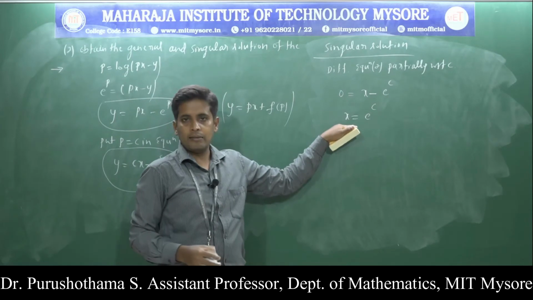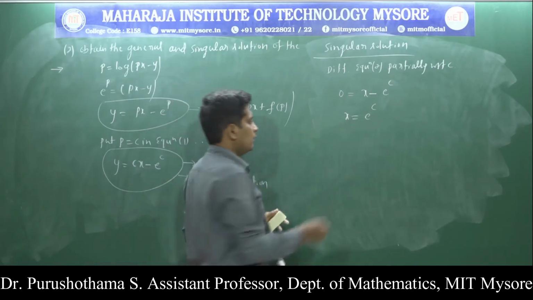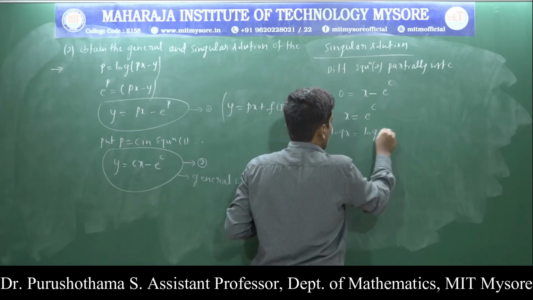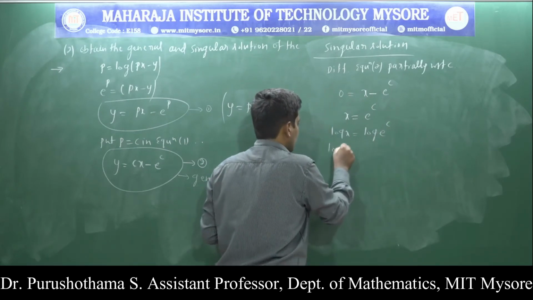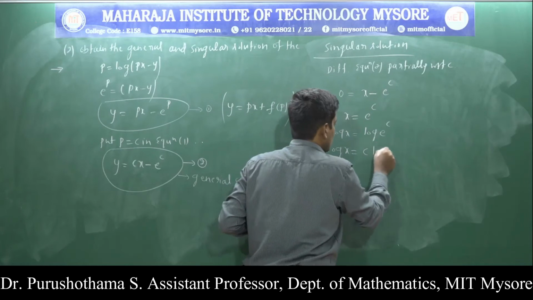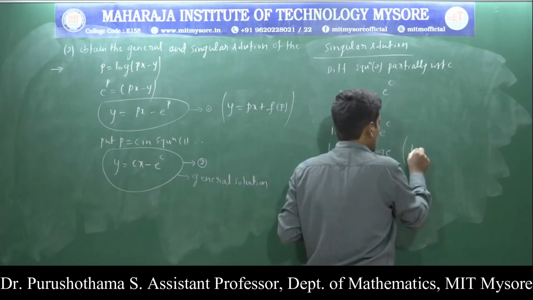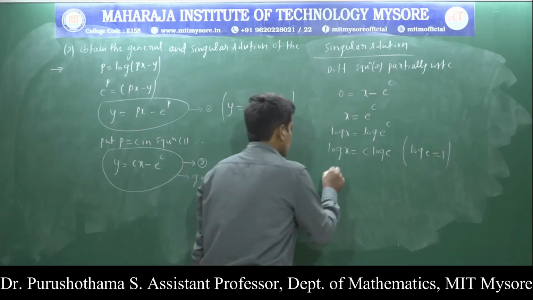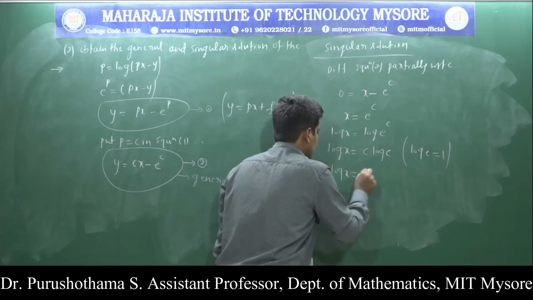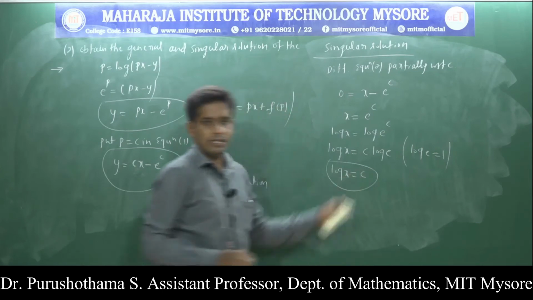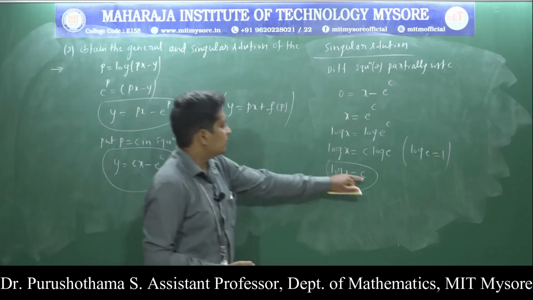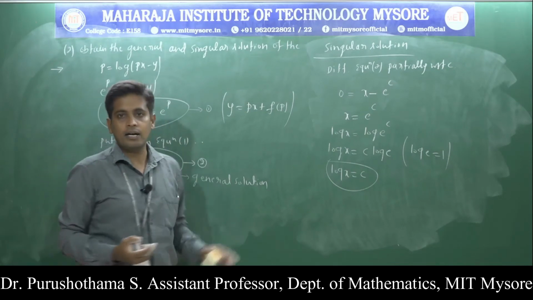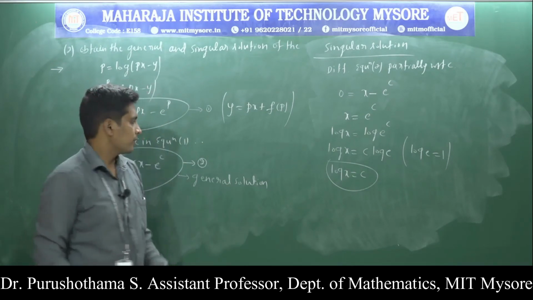In the next line, taking log on both sides, log x is equal to log e power c, or log x is equal to c into log e, but we know that the value of log e is 1. So log x is equal to c. Therefore, c is equal to log x. Using c in equation 2, we get the singular solution of the given equation.